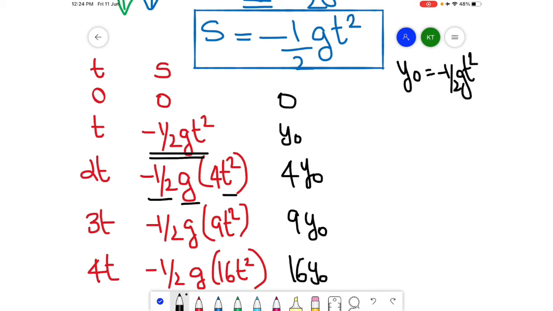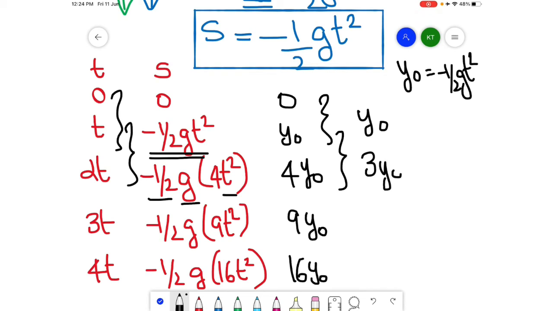To find out the distance traversed in equal intervals of time, how do we do that? From t minus 0, in t seconds, how much distance has it traveled? It will be y naught minus 0, that is y naught. The next interval is from t to 2t. In this period, what is the distance traveled? That will be 4 y naught minus y naught, 3 y naught. Between 2t and 3t, it is 9 y naught minus 4 y naught, which is 5 y naught. Similarly, here it will be 7 y naught.